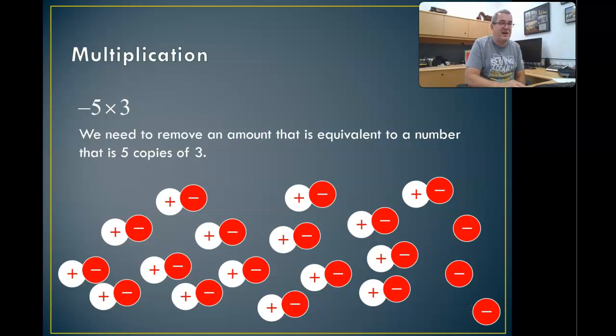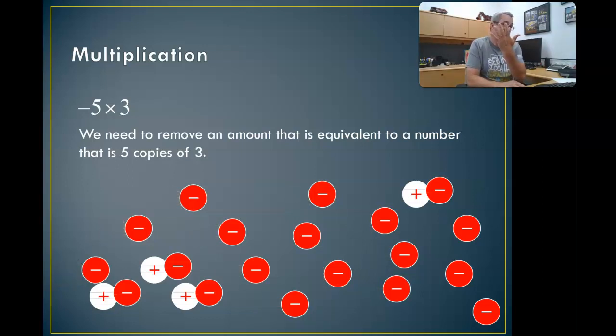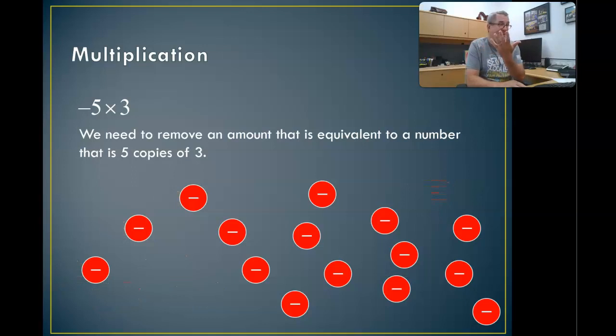So I remove 1 copy. I remove 2 copies. I remove 3 copies. I remove 4 copies. I remove 5 copies. Any additional 0 pairs don't matter, and look what we have here. We should have 3, 6, 9, 12, 15. We have 15 negatives. Look at that!